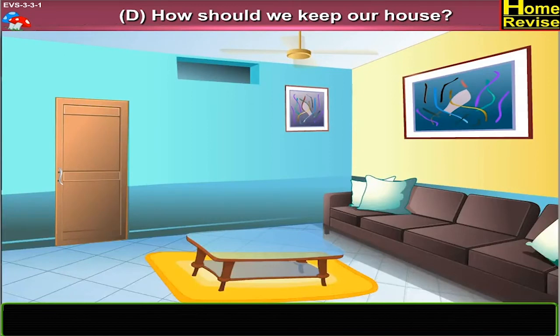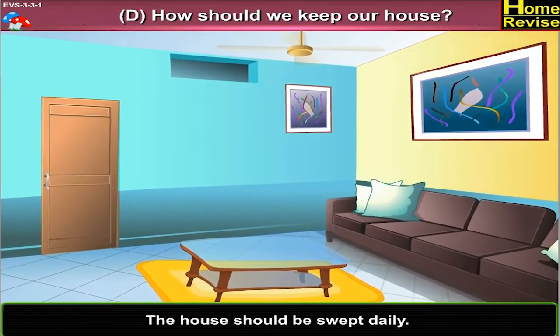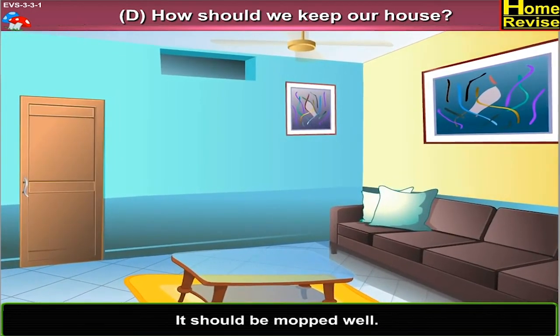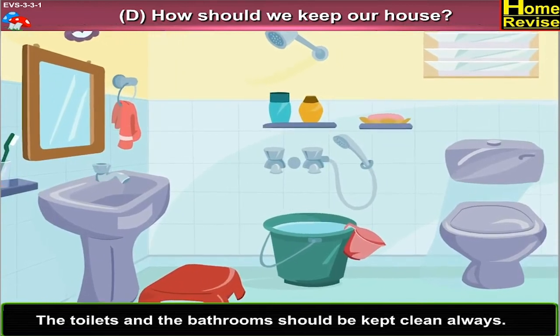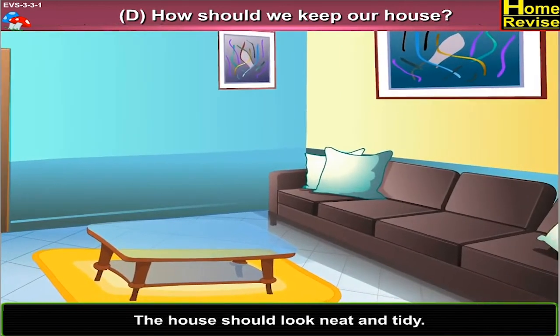D. How should we keep our house? The house should be swept daily. It should be mopped well. The toilets and the bathrooms should be kept clean always. The house should look neat and tidy.